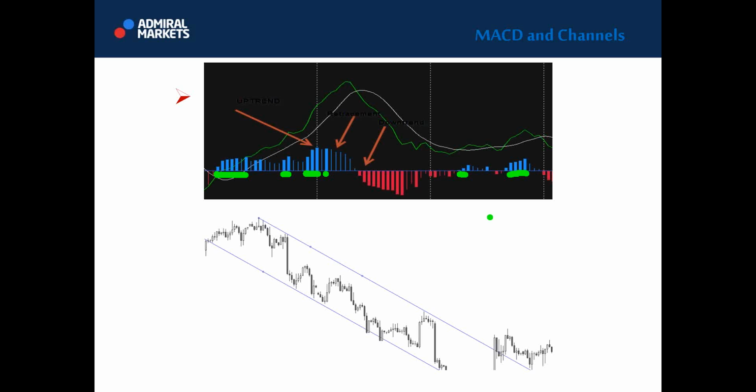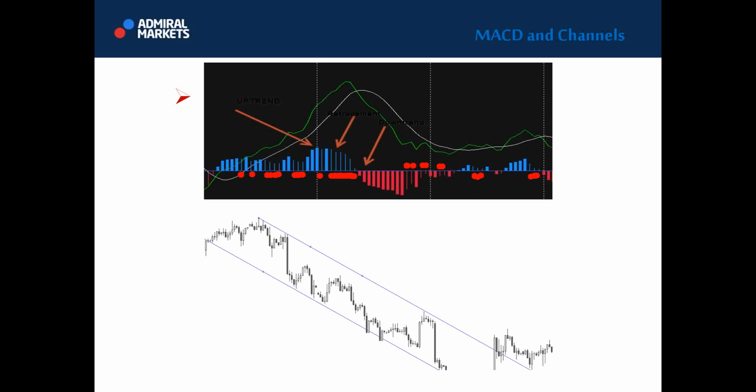When thin bars start to build after thick bars, we say that we are still in an uptrend, but we are having a retracement. So these thin bars define a retracement. So this is not a change of the trend yet. This is just a retracement.